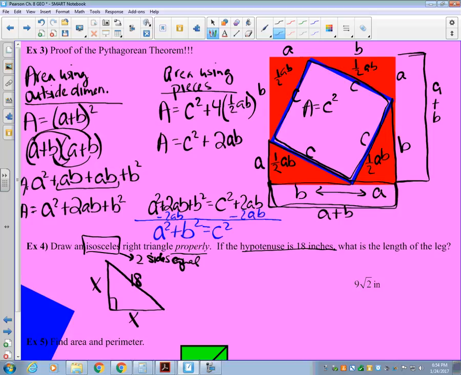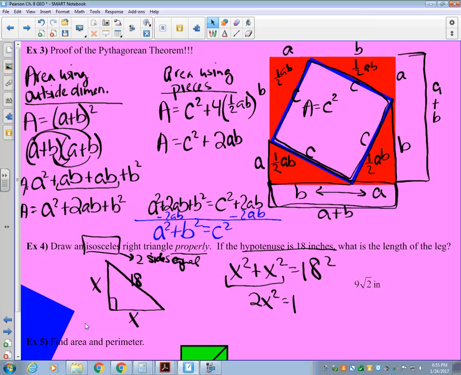Now we're going to use Pythagorean Theorem. X squared plus x squared equals 18 squared. When I have an x squared plus an x squared, this combines to give us 2x squared. And then 18 squared is 324. That's 18 times 18. Then we're going to divide both sides by 2. And x squared is equal to 162.